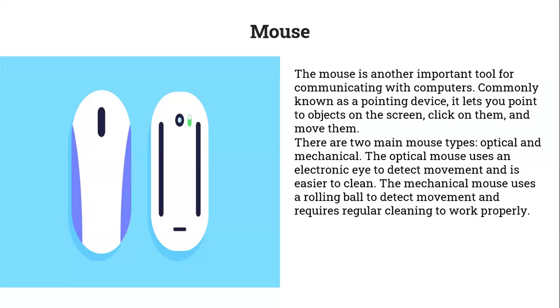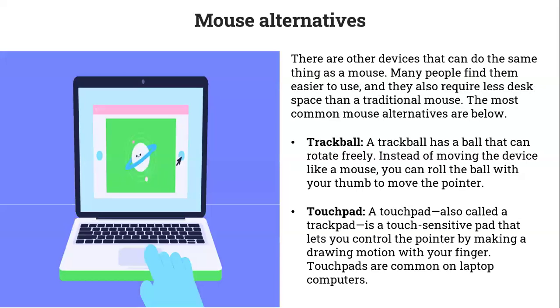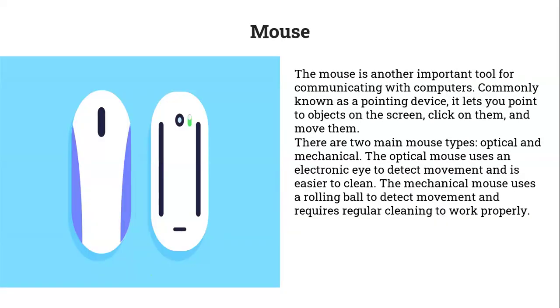The optical mouse uses an electronic eye to detect movement and is easier to clean. The mechanical mouse uses a rolling ball to detect movement and requires regular cleaning to work properly. So we have two main types of mouse, the optical and the mechanical mouse.